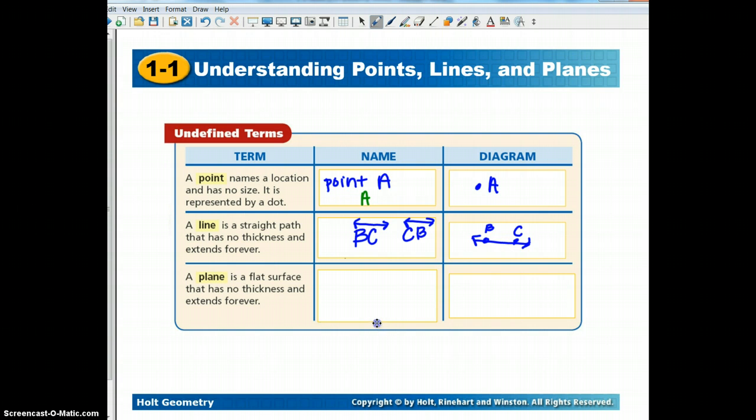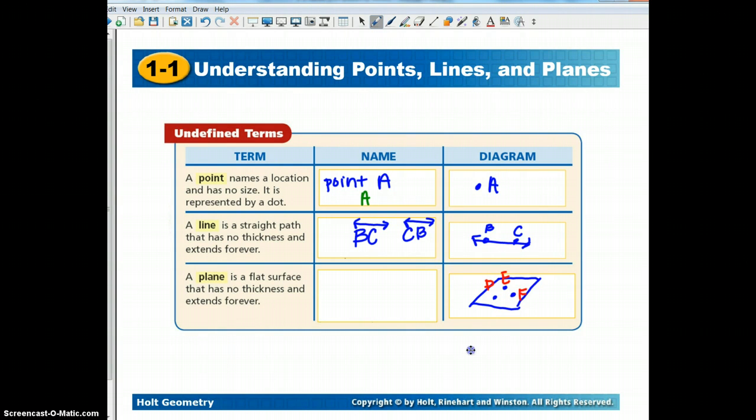A plane is a flat surface that has no thickness and extends forever. The way we will draw a plane actually looks a lot like a parallelogram, and this parallelogram may not look so great. I'm not the best at freehanding on this software, but it'll normally look like a parallelogram. We're going to place 3 points on this plane, and let's call these points D, E, and F.